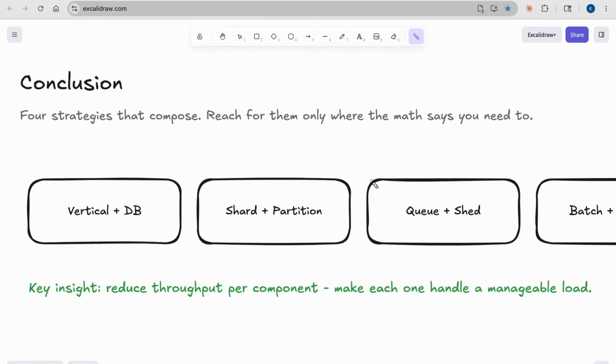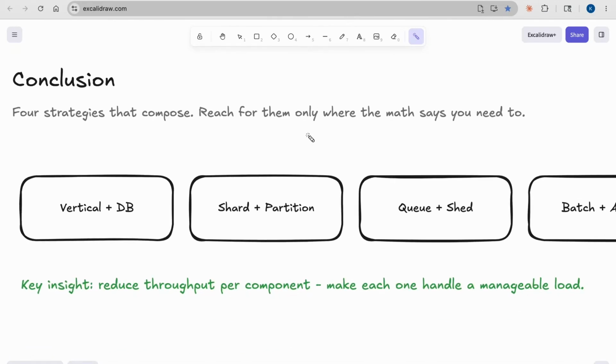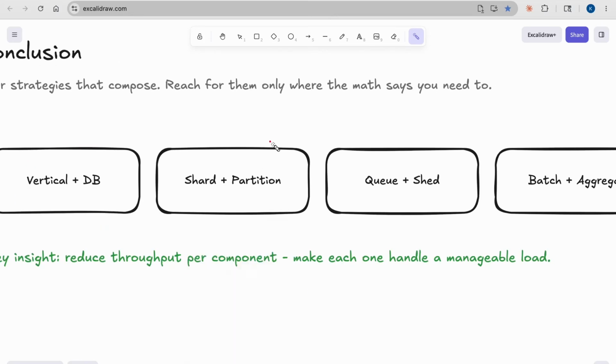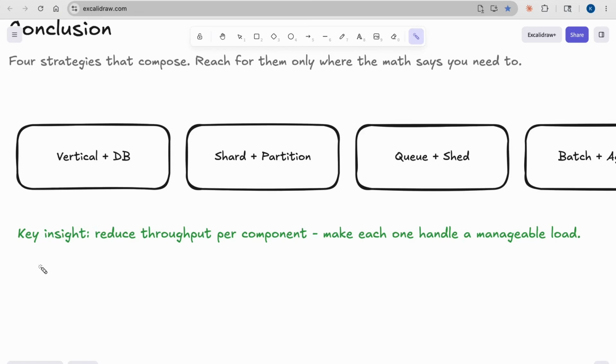So to conclude, only choose these approaches when they really solve our problem. Until then, stick with the simple way and do not complicate things. The key insight for any of these approaches is reducing throughput per component in our system, and making sure that each one can handle a manageable load. That should be our goal and insight whenever we are discussing this. This is all about scaling writes.